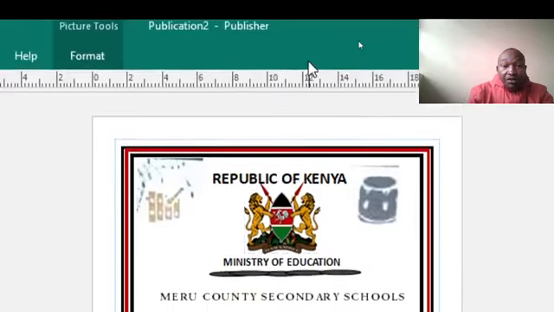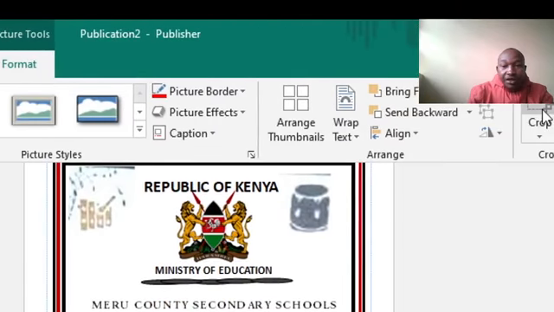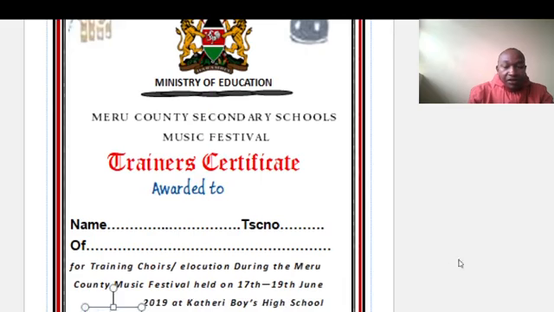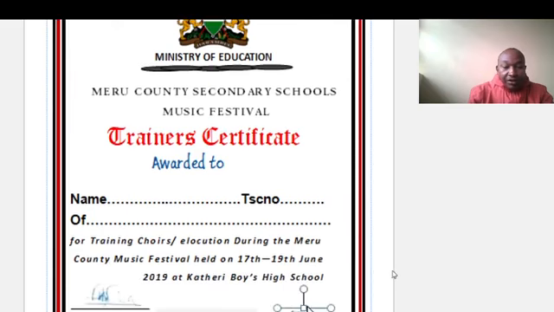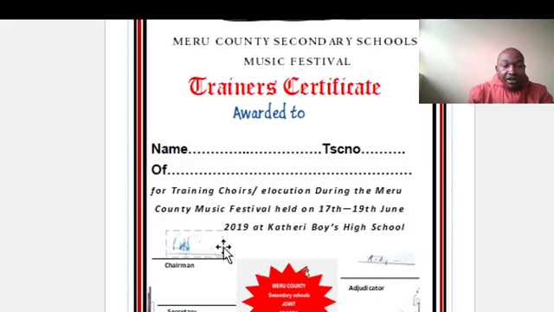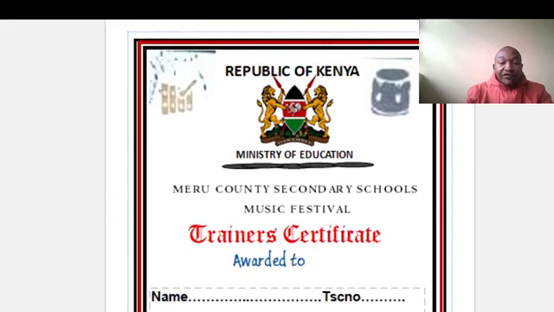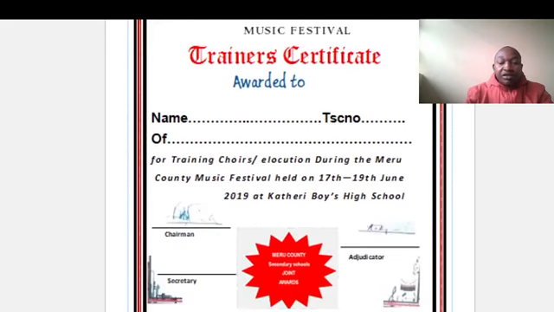You can still crop it. Just go to format, then crop. You can crop up to where you want it to be. Then I can just drag and drop it to where it should be. For this one, you can increase the size of the signature, though the signatures should be vivid. Then for the secretary, we can still get his or her signature and place it there. Basically, that's how you can come up with a certificate using Microsoft Publisher.